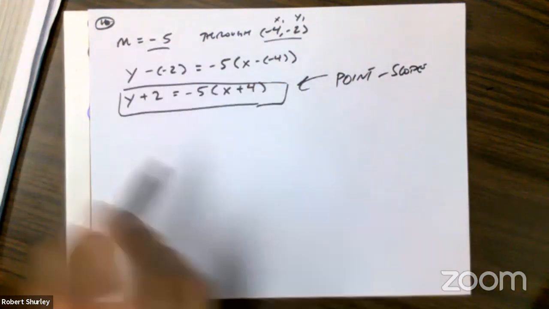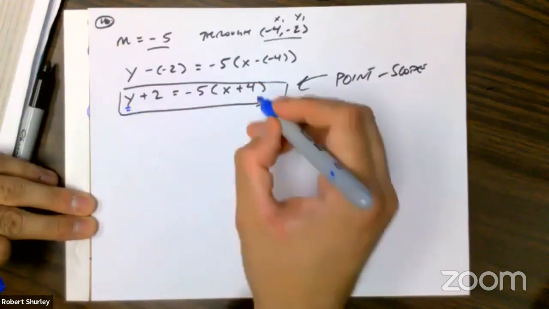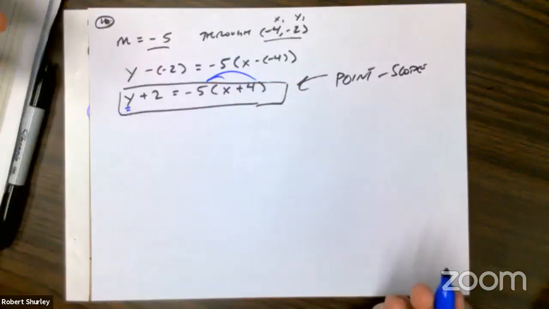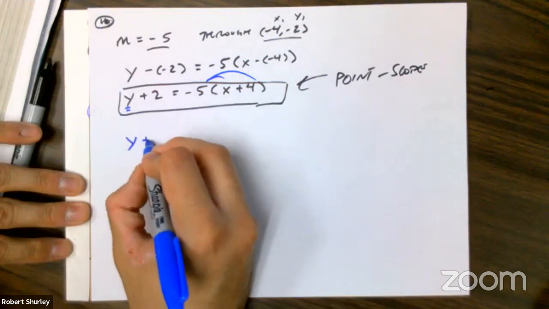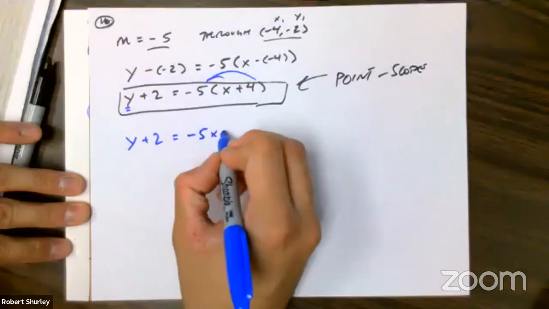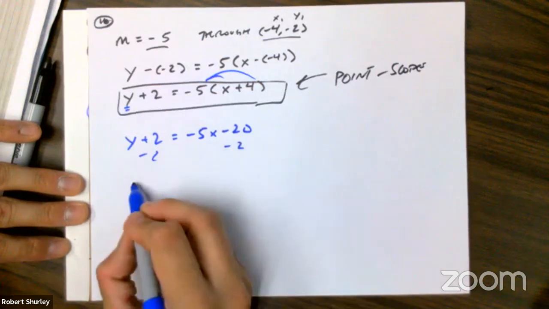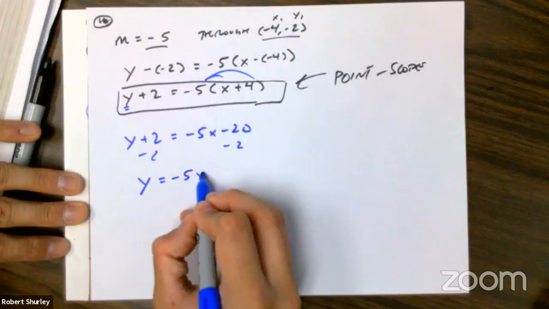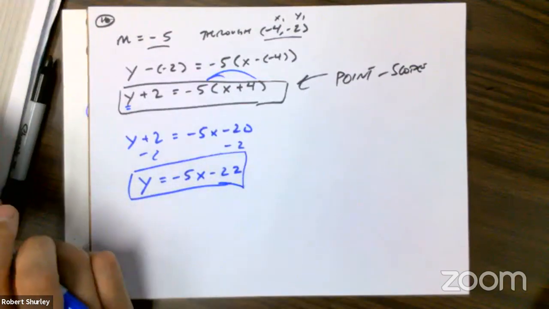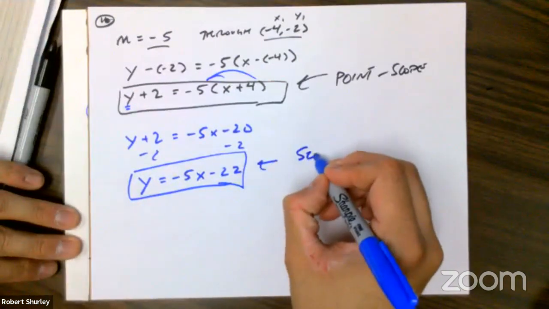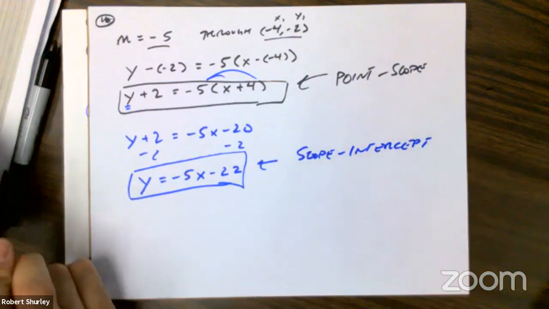And now for the second part, to get into slope intercept, all I have to do is solve for this y value here. So I'm going to distribute the -5, because in y equals mx plus b, we do not have parentheses. So I get y plus 2 equals -5x minus 20. Then I'm going to subtract the 2, and I wind up with y equals -5x minus 22. Okay, and boom, now we've got it in slope-intercept form.